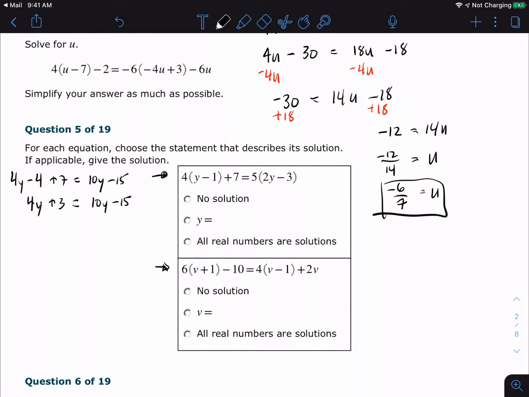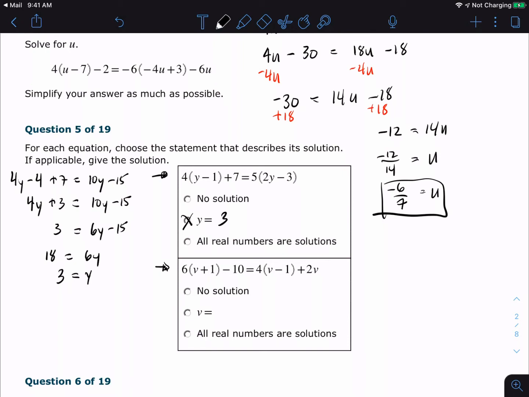So when I subtract 4 from both sides, I'm going to get 6y minus 15 is equal to 3. And then adding 15 to both sides, I'm going to get 18 is equal to 6y. And so y will be equal to 3. So this one has this solution because it's actually giving me the variable by itself equal to a number.